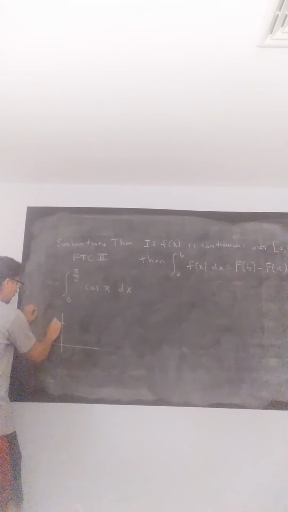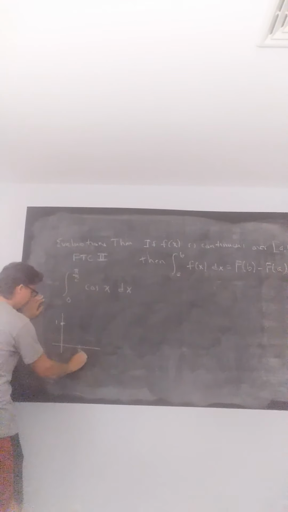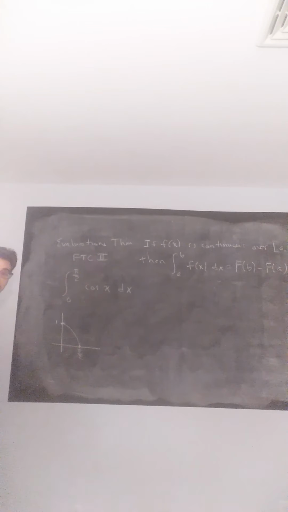Well, if you remember, cosine at 0 is up here at 1, and at pi over 2, it's at 0. So we're looking at part of its curve that looks like that. So we're looking for the area underneath that curve. So we're going to go ahead and find it.